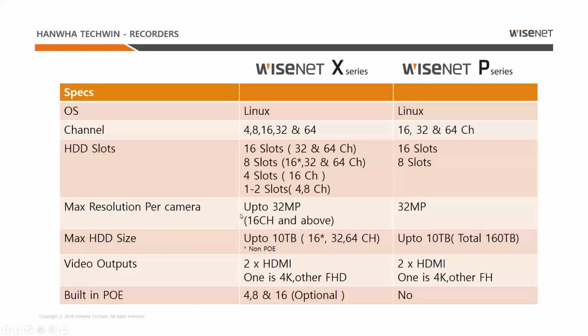Okay. Then maximum resolution per camera, not total, per camera. Each camera you can connect 32 megapixel. So it's a very powerful NVR, good enough. Maximum hard disk: up to 10 terabyte per hard disk. So if you're using 16 channel, 160 TB maximum. Then behind the NVR there are two outputs, two HDMI outputs. One of them is 4K.